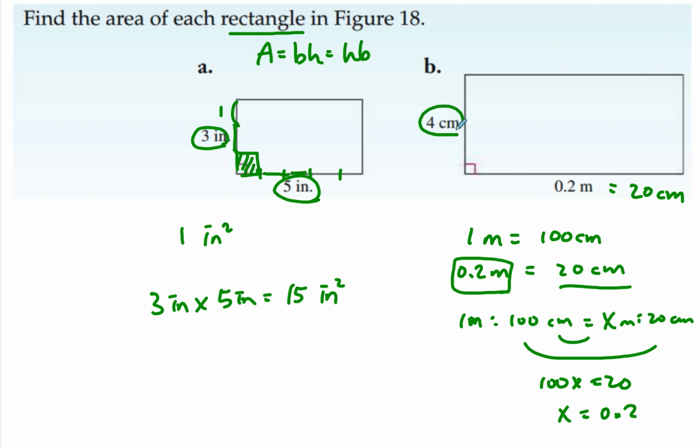Now we have 4 centimeter by 20 centimeter. Everything is in centimeters, so we can simply find how many square centimeters I have, right? I have 4 by 20. So 4 by 20 centimeters each is 80 square centimeter.